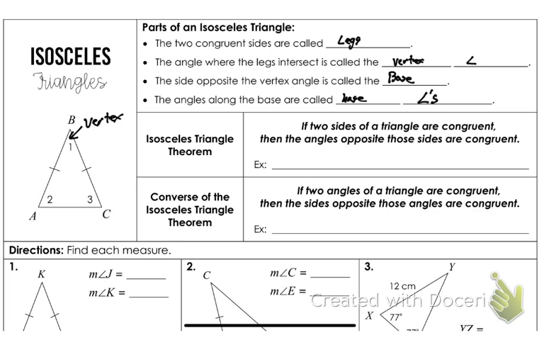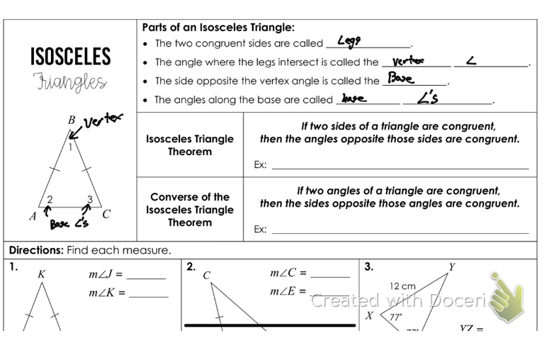So we have a vertex and we have 2 base angles. And realistically, today is a lesson just on base angles of an isosceles triangle because they're important to us. We have what's called the isosceles triangle theorem. The isosceles triangle theorem says if 2 sides of a triangle are congruent, so that means I have an isosceles triangle, then the angles opposite those sides are in fact congruent.